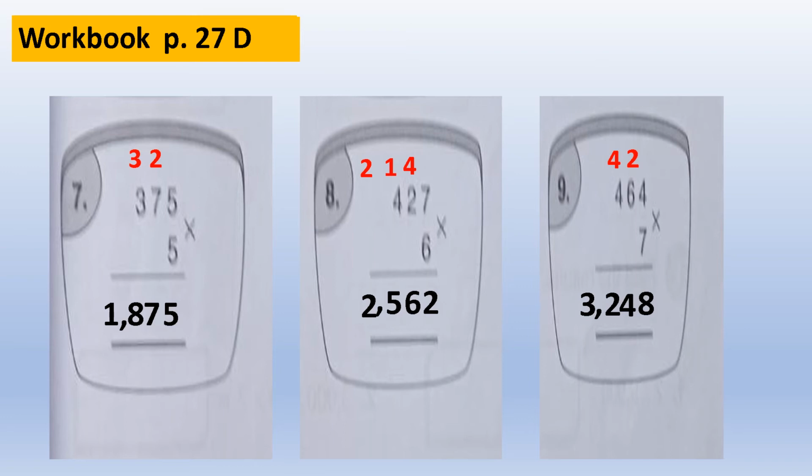What is the sentence? 464 times 7 is equal to 3,200.